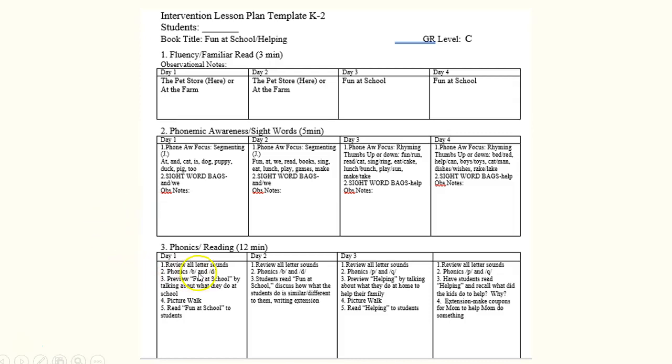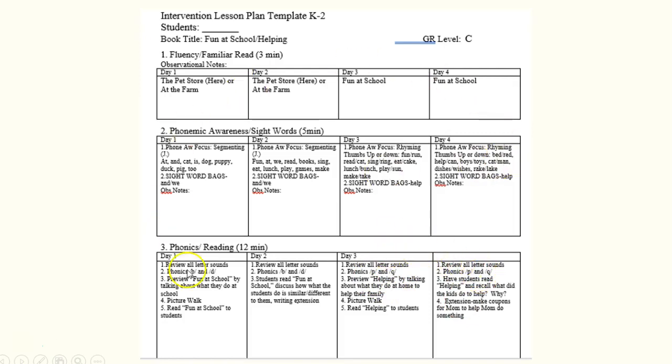So then the last chunk of time was spent on phonics/reading. So here we are reviewing all letter sounds. They had some B and D confusion we were working on. We preview the book. We do a picture walk. They start to read it. Same thing here. This day we switched to a new book, picture walk, activate. Oh, here we're looking at P and Q confusion. And then the rereading of the familiar book.